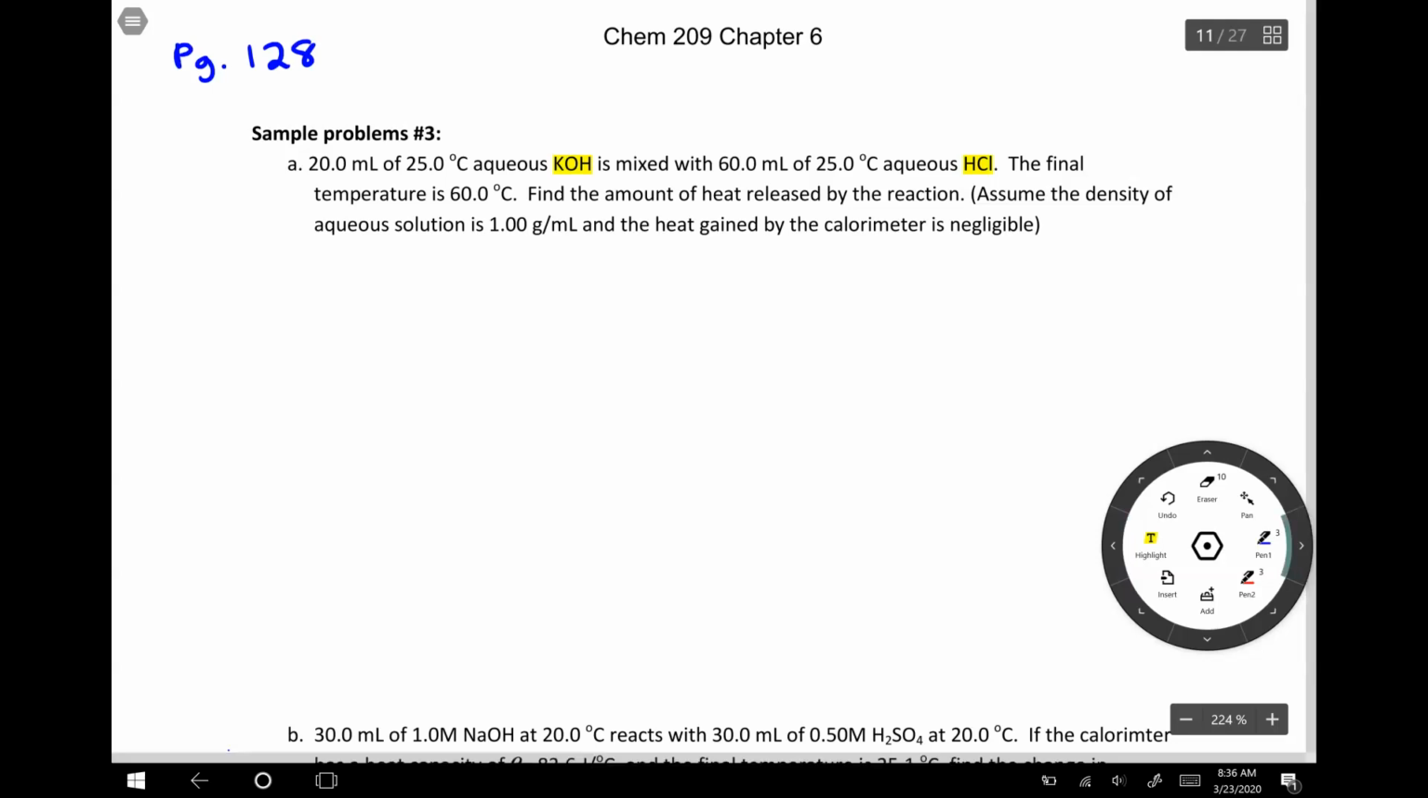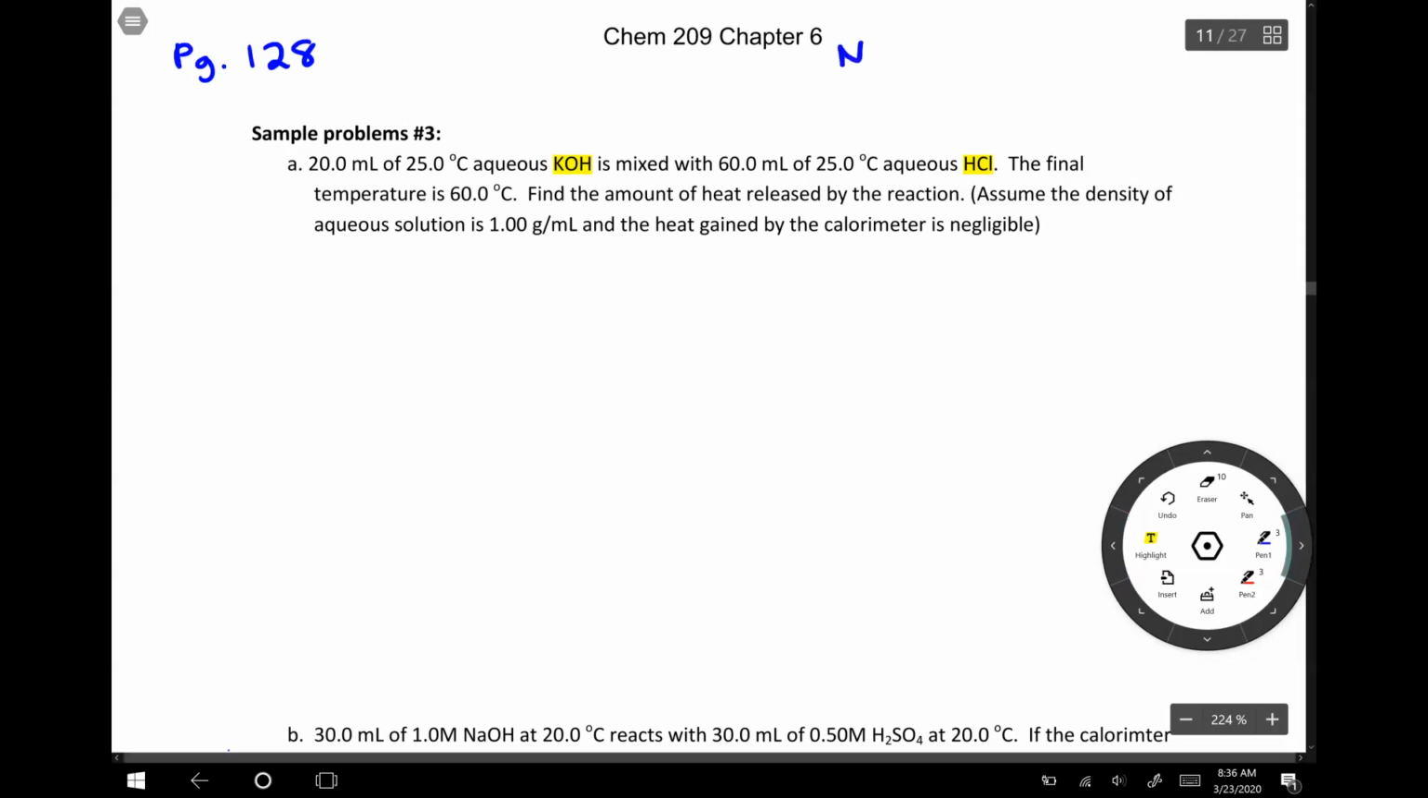The type of reaction that I'm looking at here is a neutralization reaction. And I know that because I'm mixing together base plus acid.